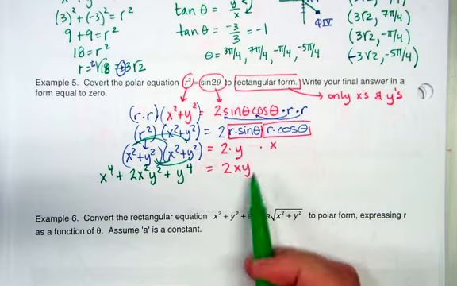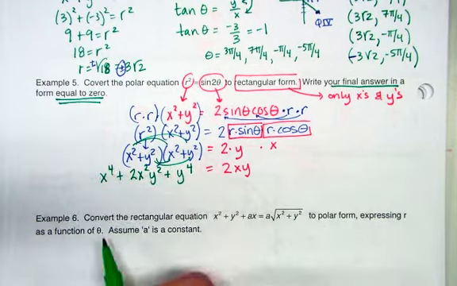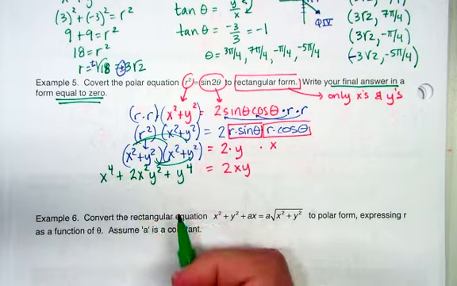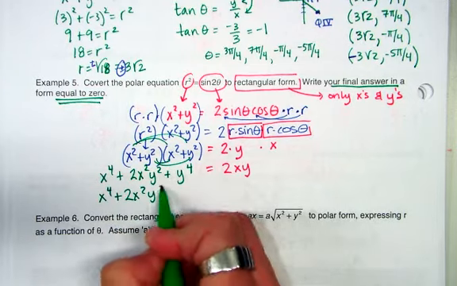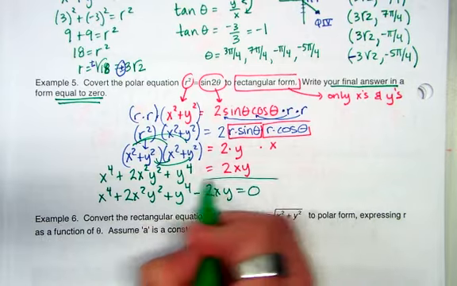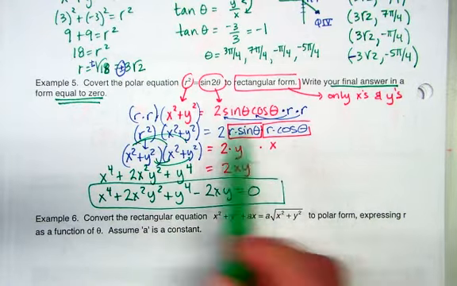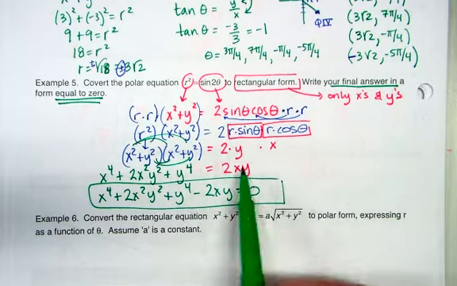Now I'm almost done, but the directions did say write the final answer equal to 0. So I just need to move stuff around so that I can get this whole thing equal to 0. And I'm done. I have successfully gone from polar r's and thetas to rectangular all x's and y's.